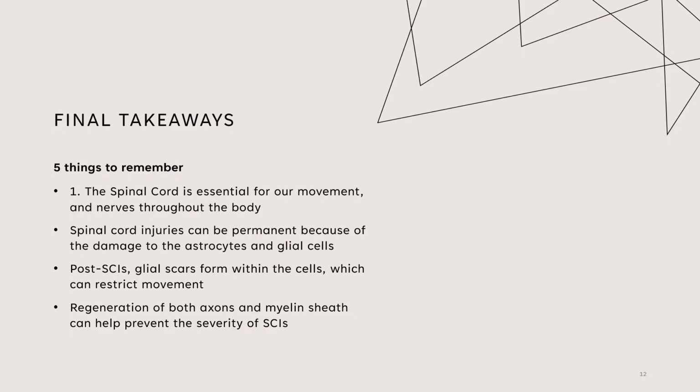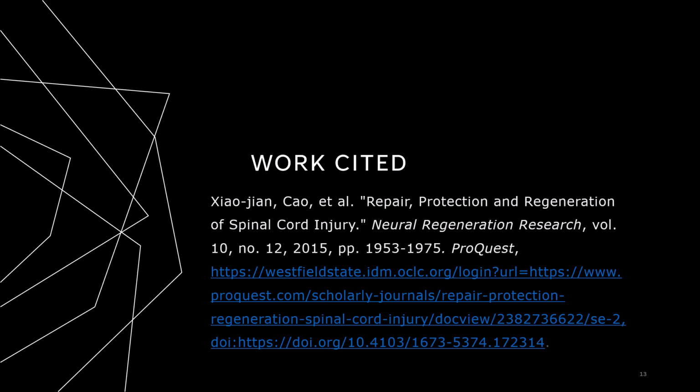And my final takeaways. The spinal cord is essential for our movement and nerves throughout the body. Spinal cord injuries can be permanent because of the damage to the astrocytes and the glial cells. It can also form scars within the glial cells, which can restrict your movement since they're needed for movement. And regeneration of both axons and myelin sheath can help prevent the severity of spinal cord injuries. And here's the article with a link.